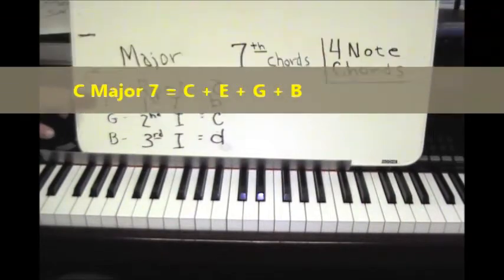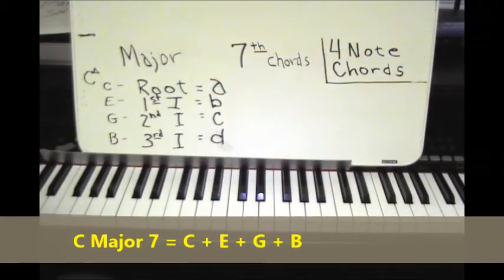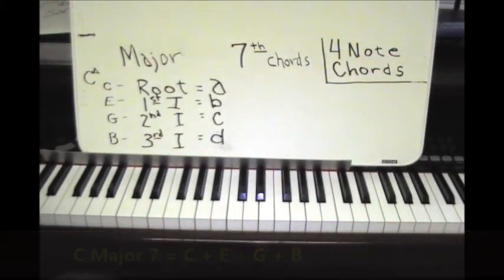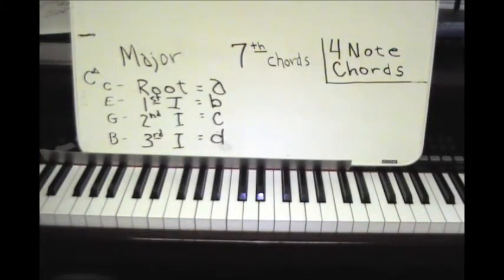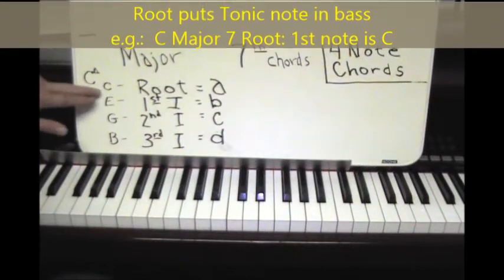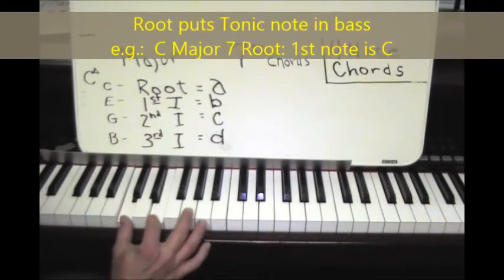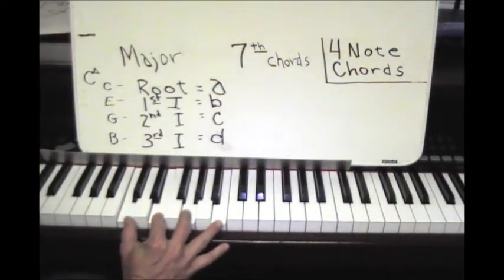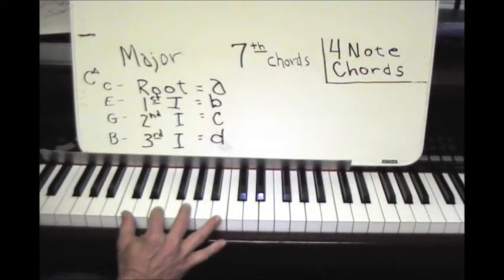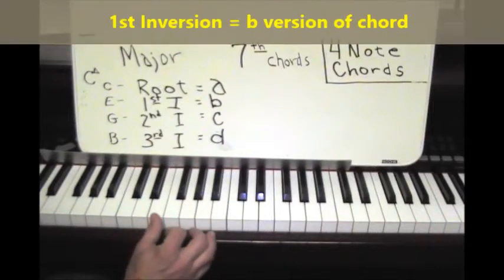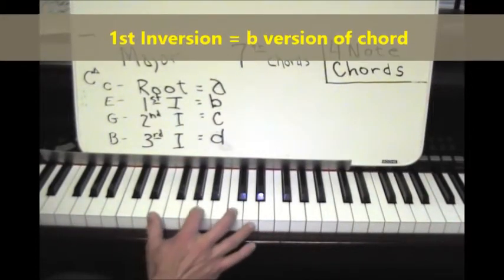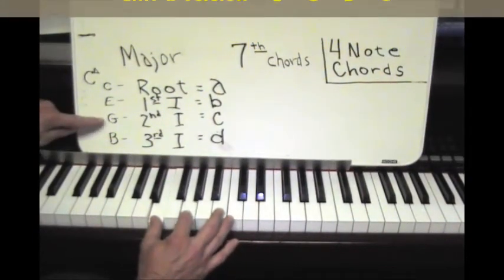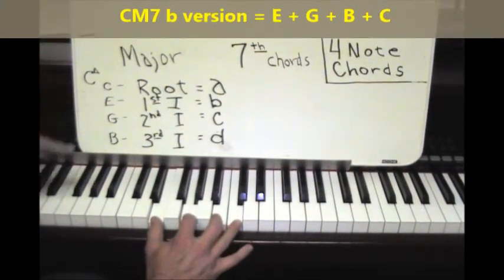The notes we would have would be C, E, G, and B, B being the 7th, C, E, and G being the major triad. So in the root version, you have the C in the bass, so it would be C, E, G, and B natural, just as I've written it there. Now the first inversion would mean take the next note up, which is E, and then stack all the other notes that remain. So the notes that remain are E, G, B, and C.